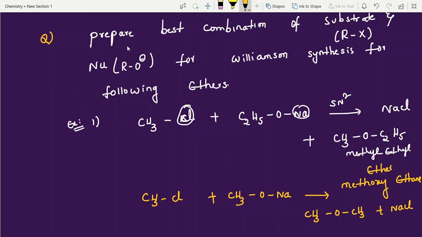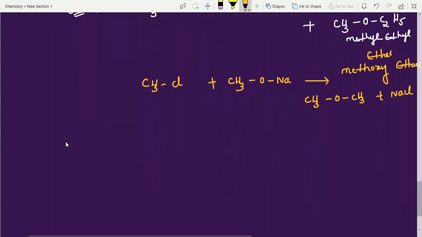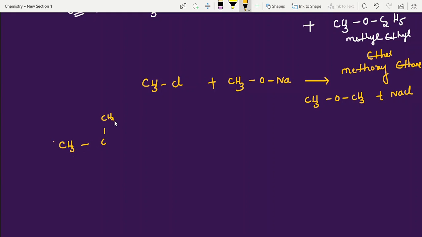Now come back to our question. Sometimes they will give products to reactants, reactants to products. Both they will ask. If they are giving substrates, you can make products. But sometimes they will give products like this. I will show an example to you. CH3, CH3, CH3, C, O, CH3.